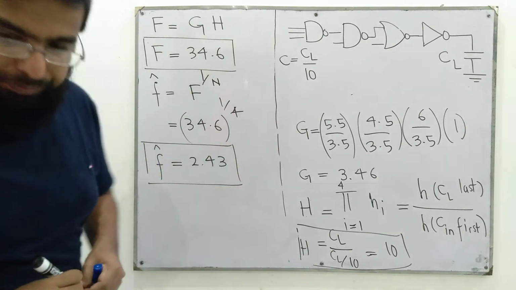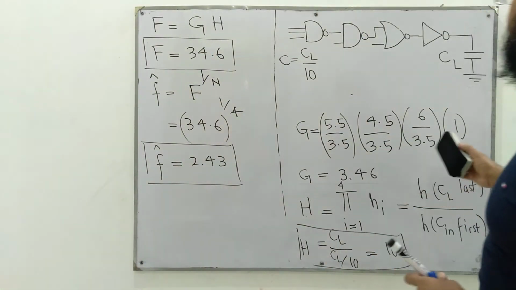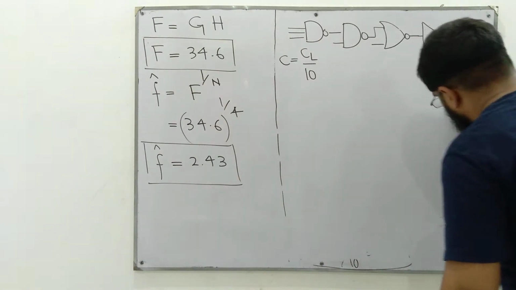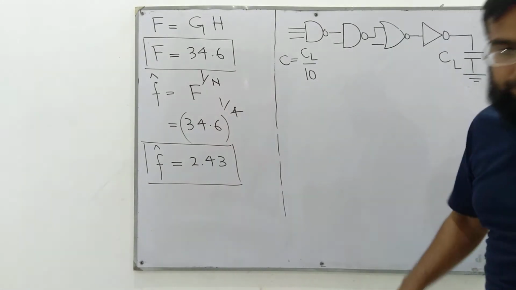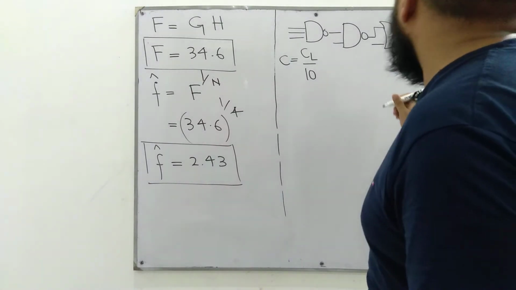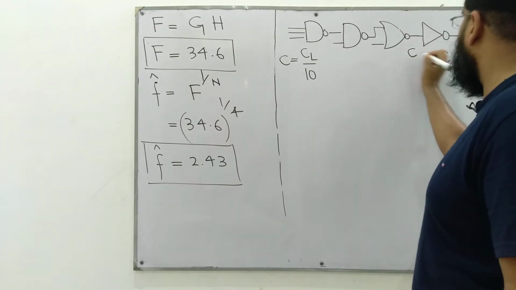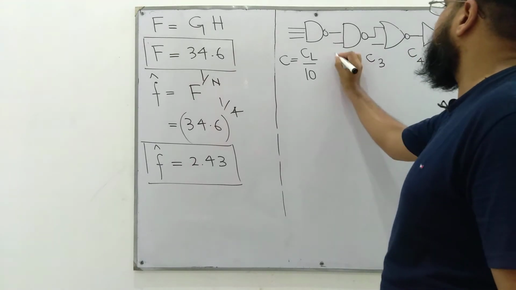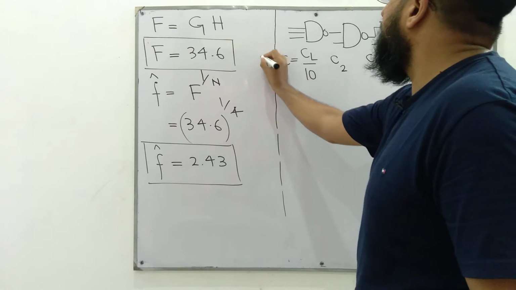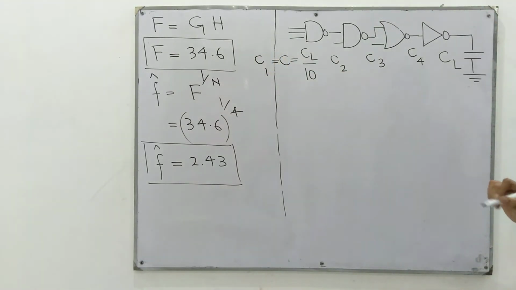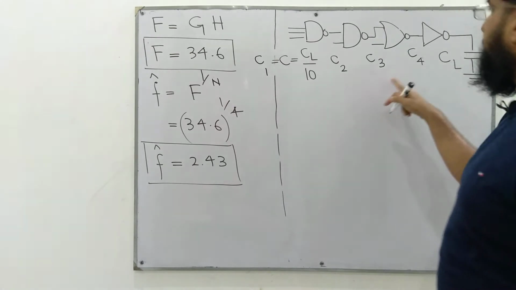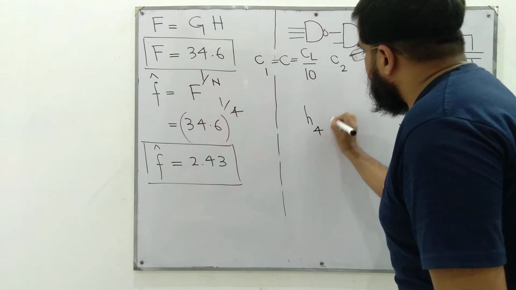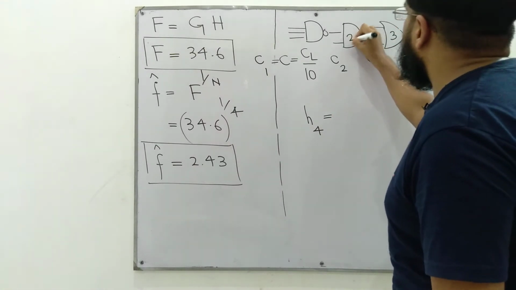Lastly, we have to compute H of each gate. What is the input capacitance of each gate? The input capacitance here, let's call it C4. The input capacitance here C3. The input capacitance C2, and the input capacitance here, let's call it C1. How to find the input capacitance of each gate? For the first gate, that is a NOT, this is gate number 4, this is gate number 3, 2 and 1.